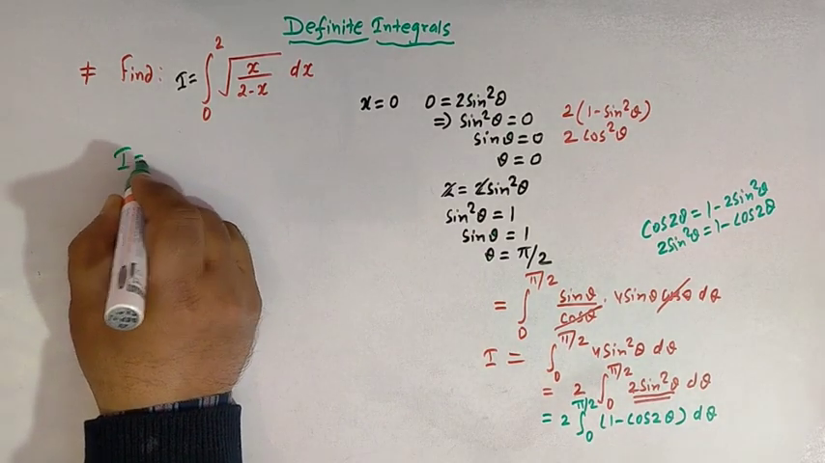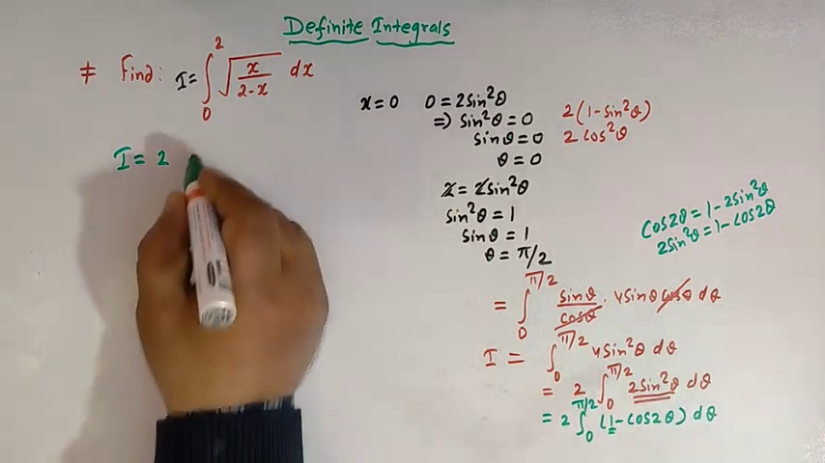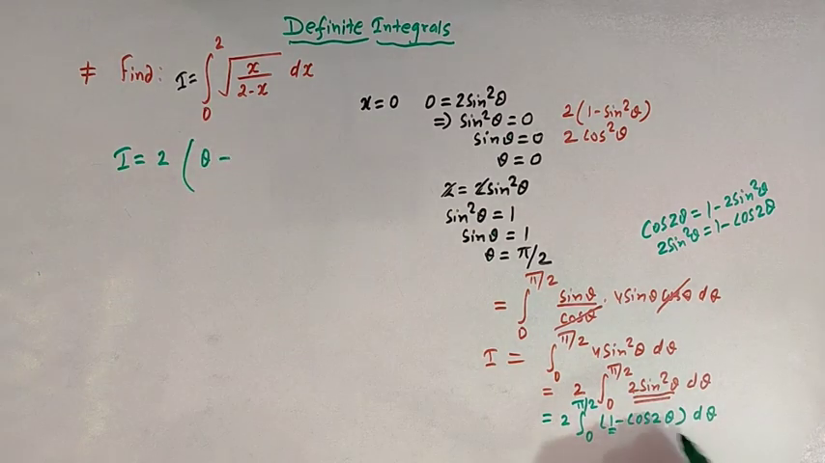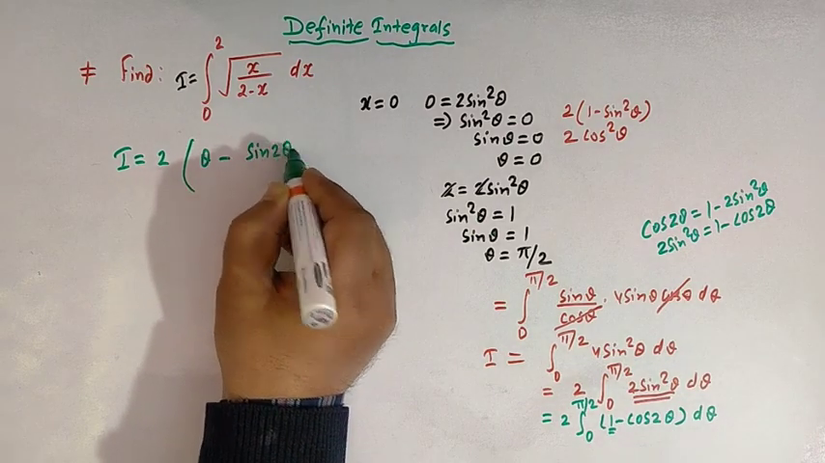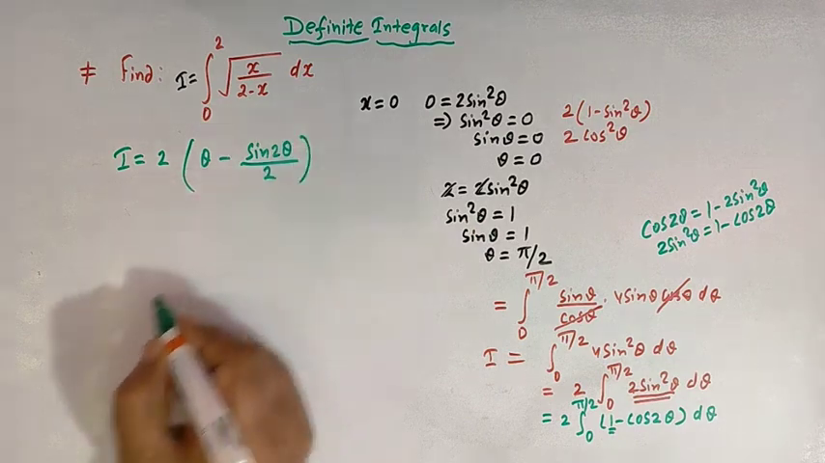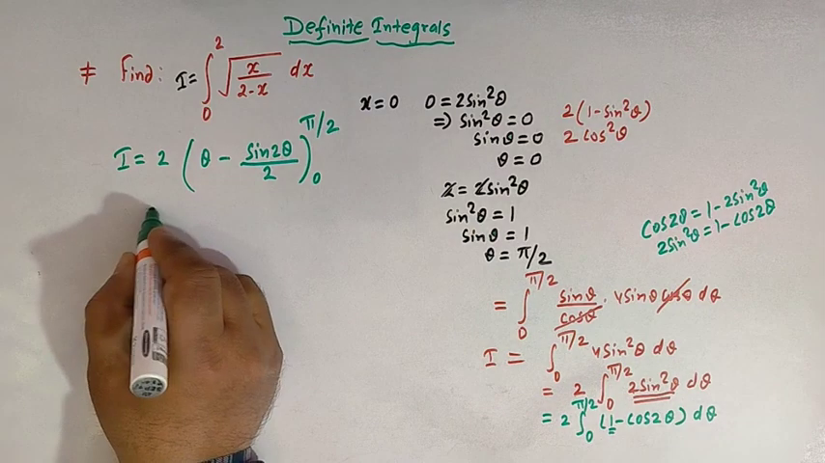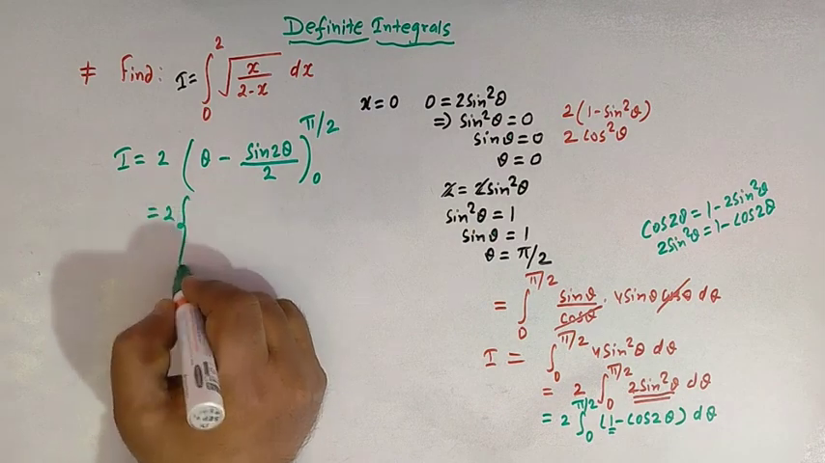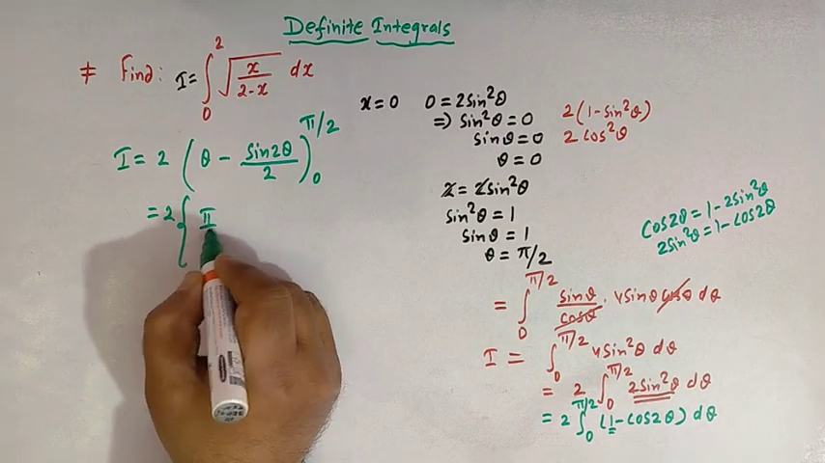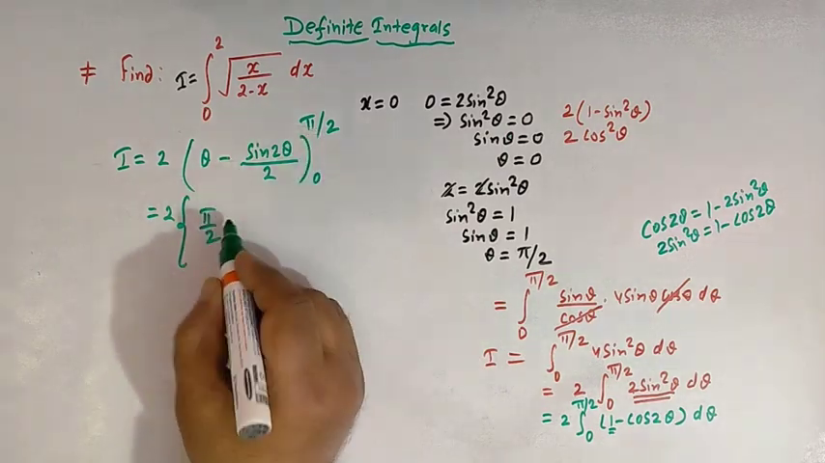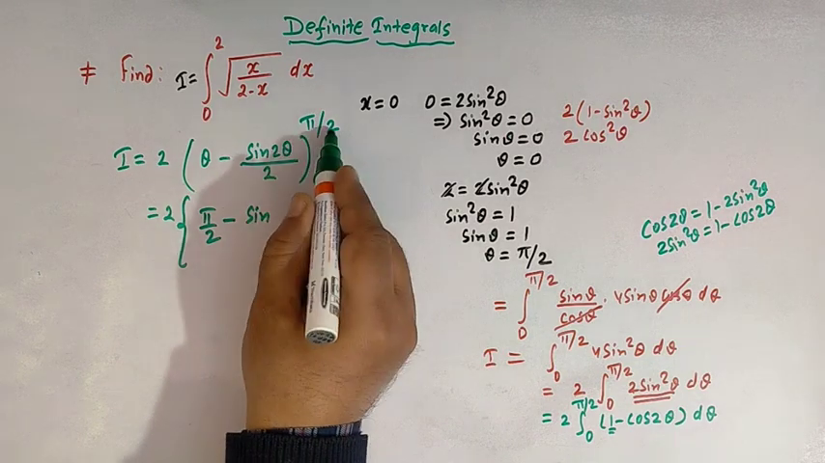So we have I equals 2 times the integral. The integral of 1 d theta is simply theta, and the integral of cosine 2 theta is sine 2 theta divided by 2, and the limits are from 0 to pi by 2. Now we can simply substitute the limits and take the difference. First we take pi by 2 minus sine 2 times pi by 2, so 2 and 2 get cancelled.